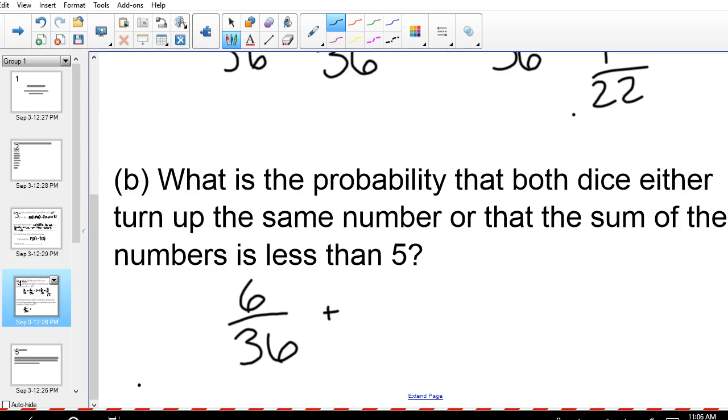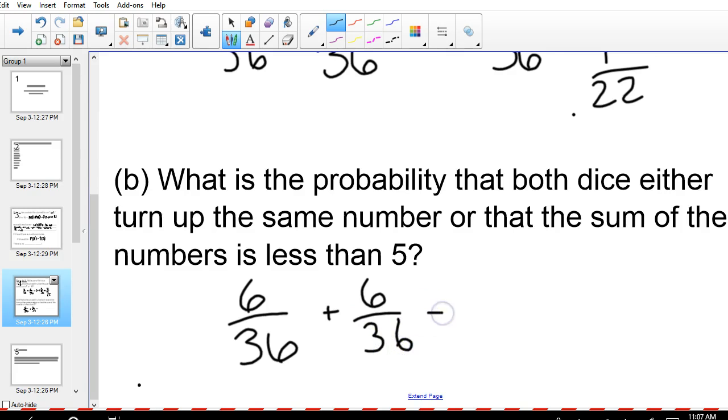I think it's going to be 5. If you look at that, you could get 1 and 1 is the only way you can get 2. Okay, it might be 6. Okay, and so we're going to use the rule right here. So we're going to do 3 out of 6. So this is just the probability that you get a sum less than 5.